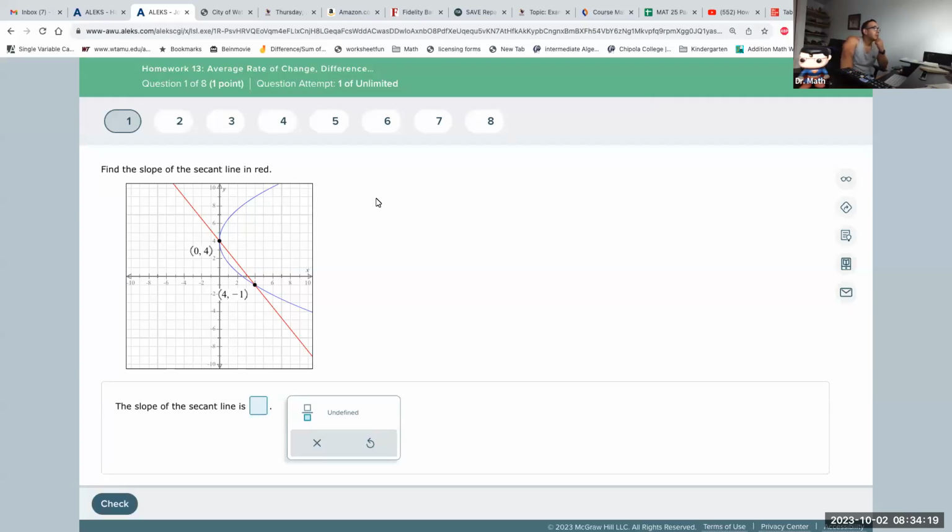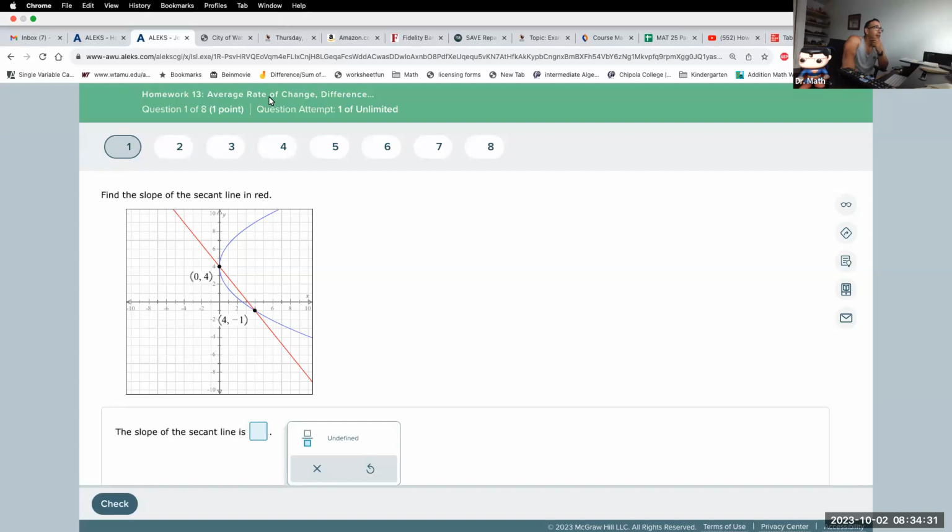All right, mathletes. So we are looking at homework 13, average rate of change and the difference quotient. All right, so go ahead, copy this down. And what we have here is homework 13, question 1.